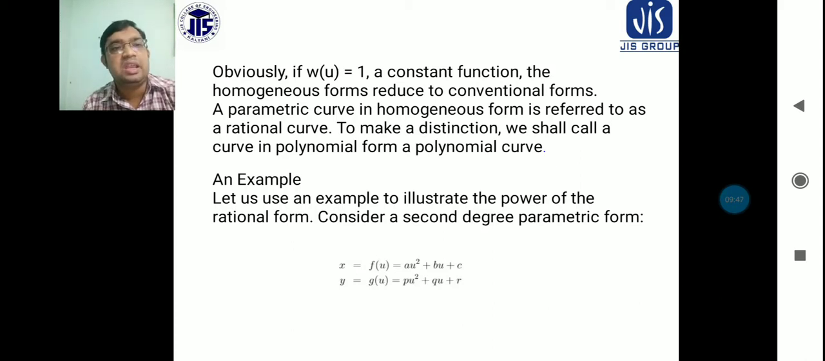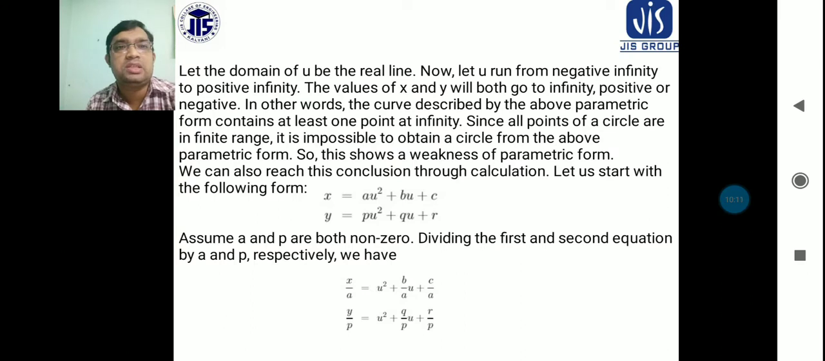Consider a second degree parametric form. That means x equals f(u) equals au square plus bu plus c, and y equals g(u) equals pu square plus qu plus r. This is the second degree parametric form. Let the domain of u be the real line, and let u run from negative infinity to positive infinity. The values of x and y will both go to infinity, positive or negative.